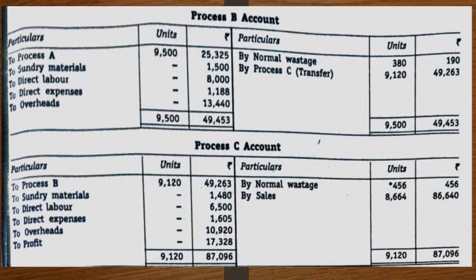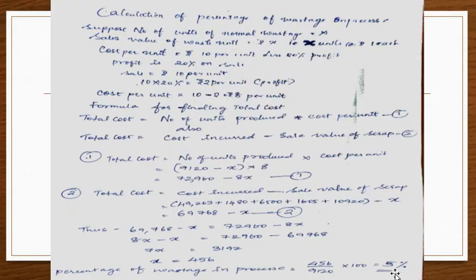9,120 is the number of units introduced in process C. 9,120 into 100 would give you 5%. Or the other way, you can do cross multiplication where 9,120 units is for 100%. That is the total number of units introduced. For 456, what would be 456 out of this 9,120? So 9,120 is for 100. For 456, how much is it? Just cross multiply. You will get 456 into 100 divided by 9,120, which is nothing but 5%.